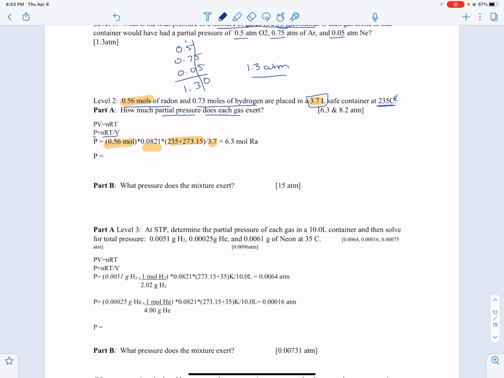Now, on your own, go ahead and rework this problem and figure out the pressure of the hydrogen. That's what the second part is for. It's going to be very, very similar. And then go ahead and work part B, the pressure the mixture exerts. This means the total pressure.